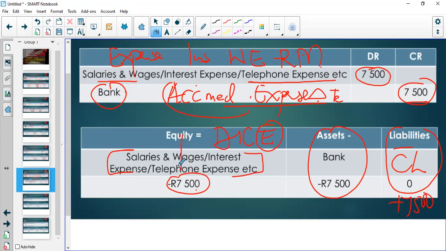So our equity has decreased because that's an expense, but it doesn't matter whether we pay or not. As long as we have been charged, we're going to record it as an expense that is going to reduce equity.